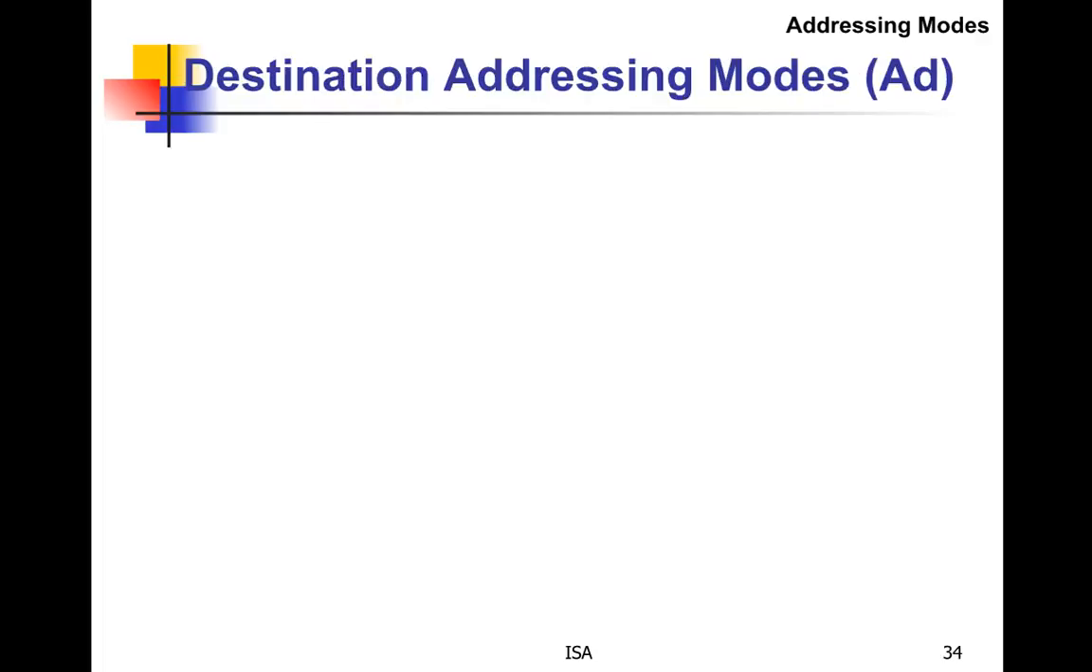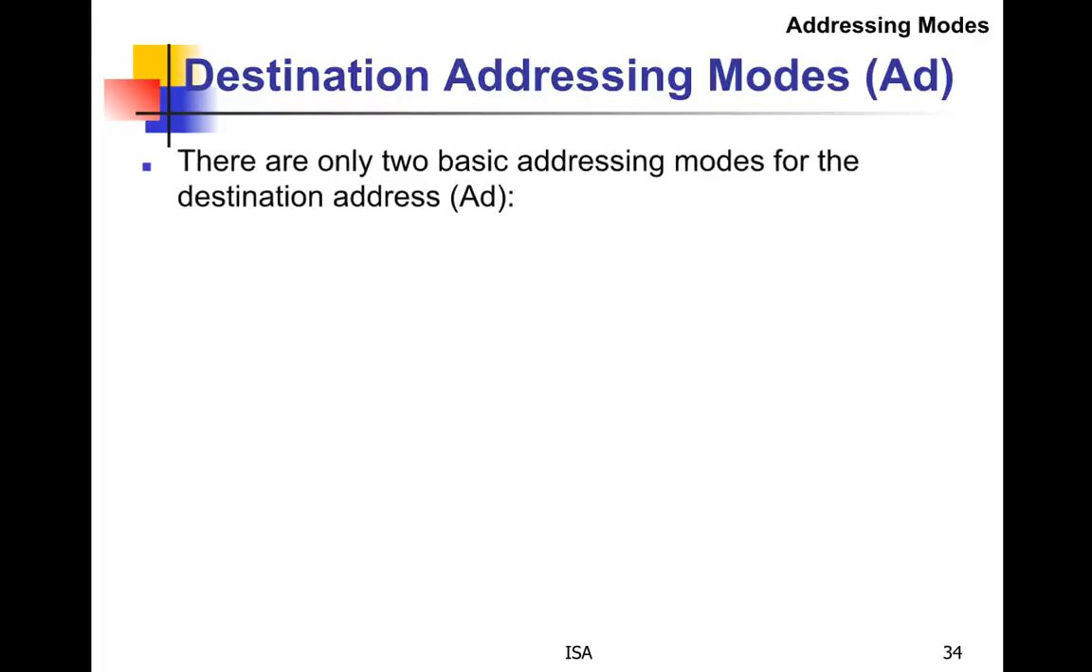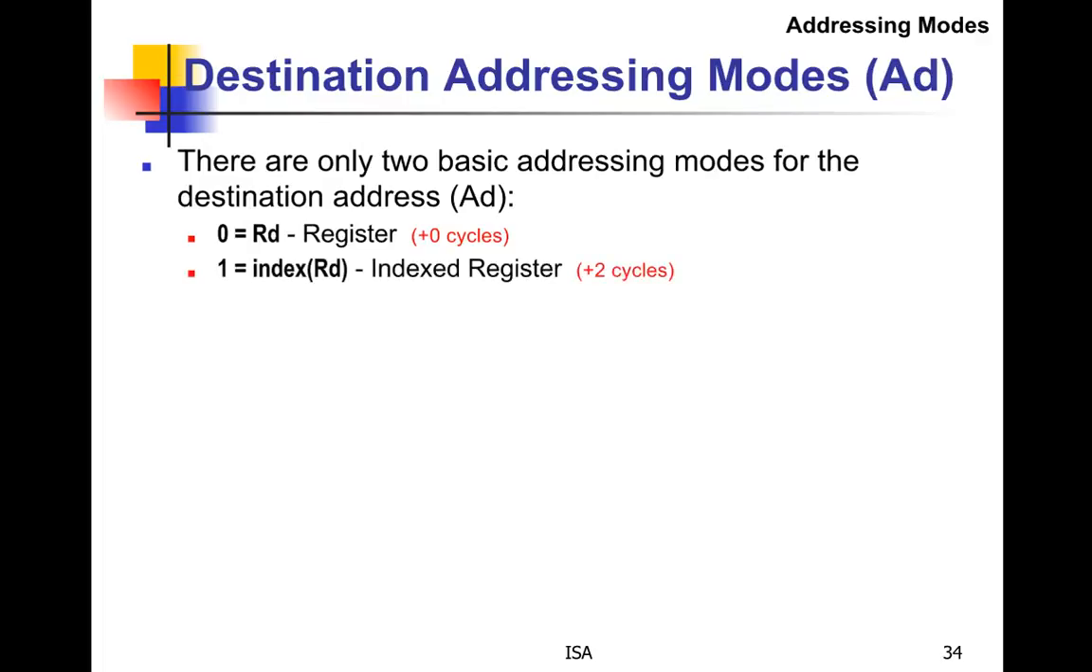Now let's look at destination addressing, AD in the machine language. There are only 2 basic modes for destination address, so it only takes 1 bit to encode the destination addressing mode. 0 is just register, that's the simplest one. And 1 is index, read from the register. That takes index plus whatever number is in the register, and that's where it's used. And that takes 2 cycles.